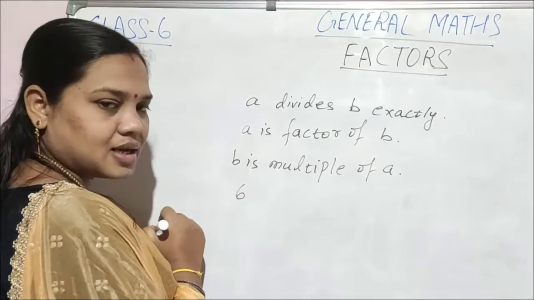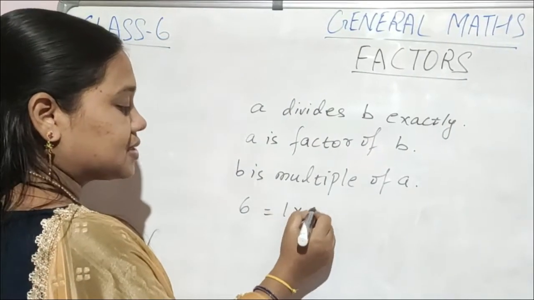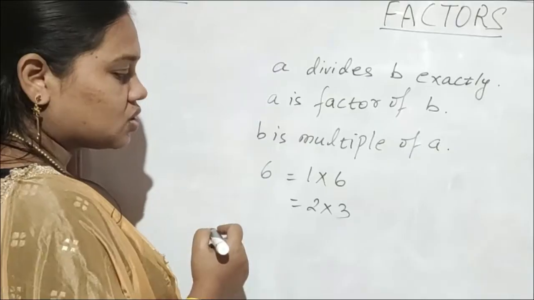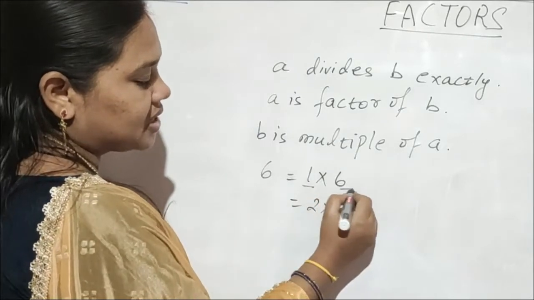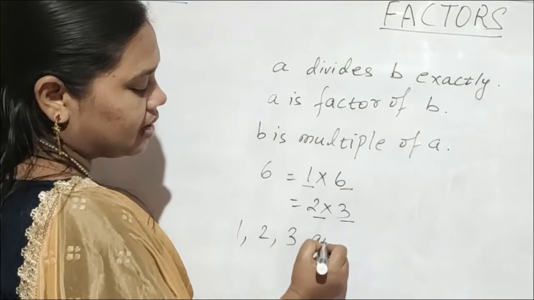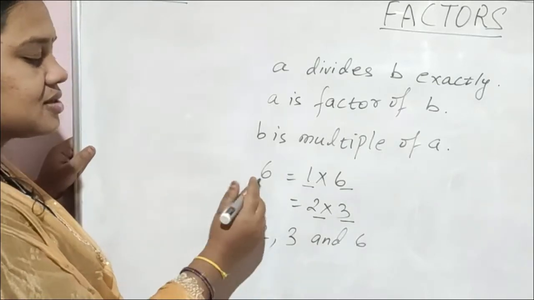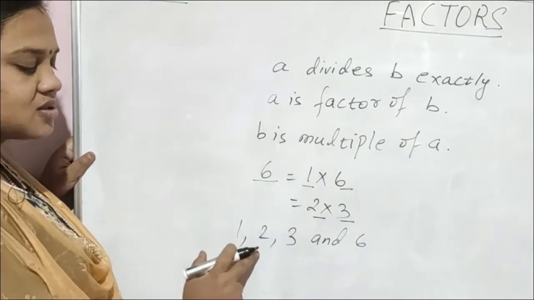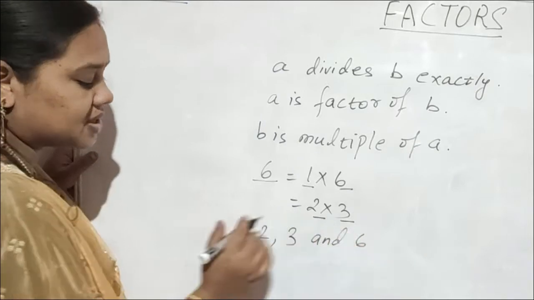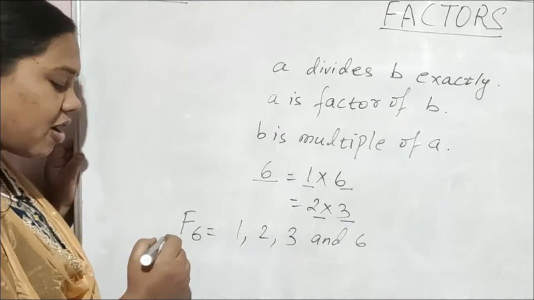Suppose 6 is a number. 6 is equal to what? What are the possibilities? 1 times 6 is 6, or 2 times 3 is 6. Here, see children, what numbers divide 6 exactly? 1, 2, 3 and 6. All these numbers divide 6 exactly: 1 times 6, 2 times 3, 3 times 2, 6 times 1. So all these numbers are factors of 6.